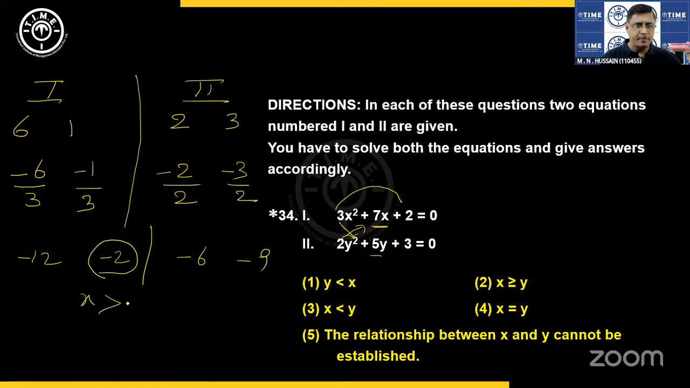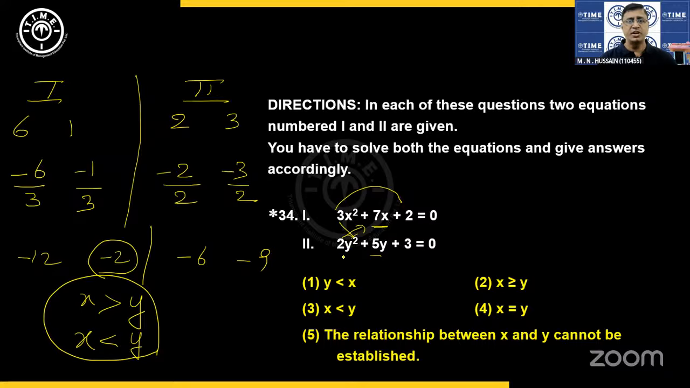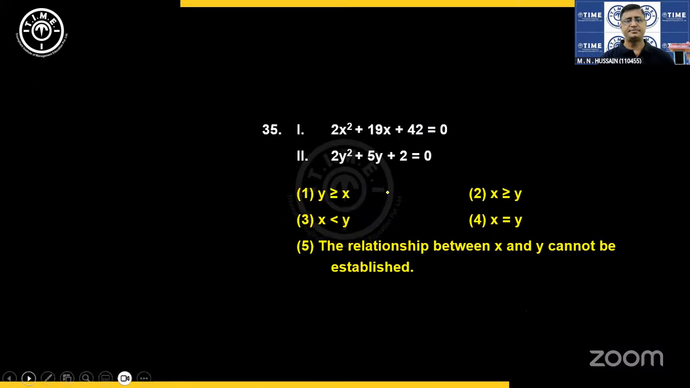X is greater than y. And what about minus 12? Minus 12 is less than minus 6 and minus 9. So x is less than y. One time the value of x is more, other time it is less. So what is the combination here? Such a combination is not given. Means relation cannot be established between x and y. So the right choice is option number 5. Fifth choice is the right answer. Next.